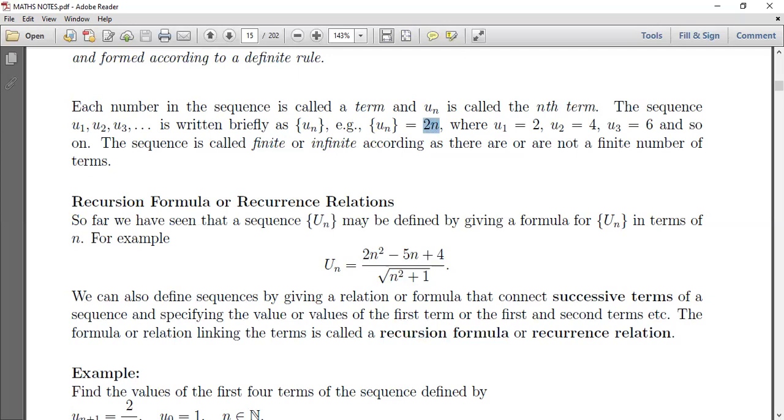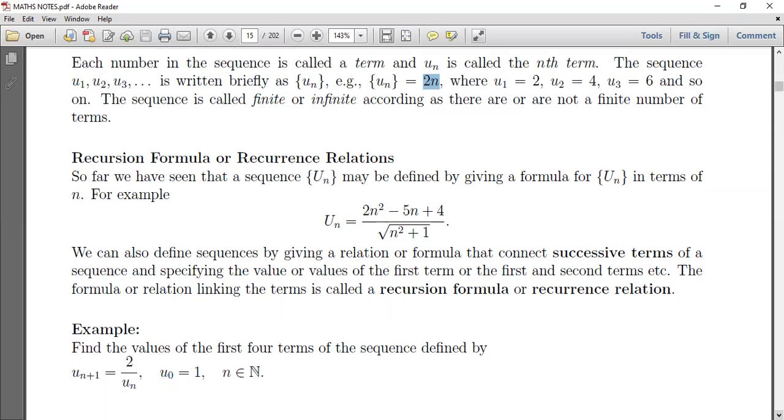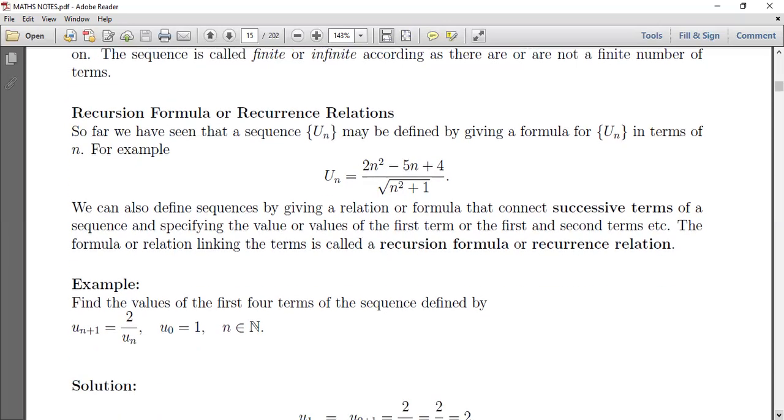But when it's given like this one, the next example, we call it a recurrence formula. A recurrence formula is like this one. You see now, here, our u(n+1) is found by using u(n). Therefore, it is a recurrence. It's not only found by n.